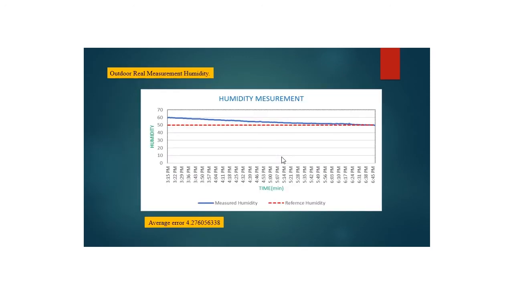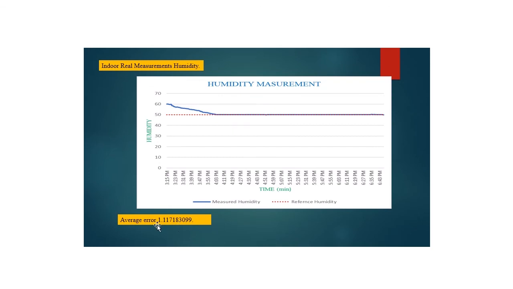The last one is the chart for humidity measurement outdoors. Here we can see it takes more time to reach stability because the disturbance is very huge compared with indoors. The average error here is 4.27, while the average error indoors is 1.1, which means stability indoors is reached faster than outdoors.